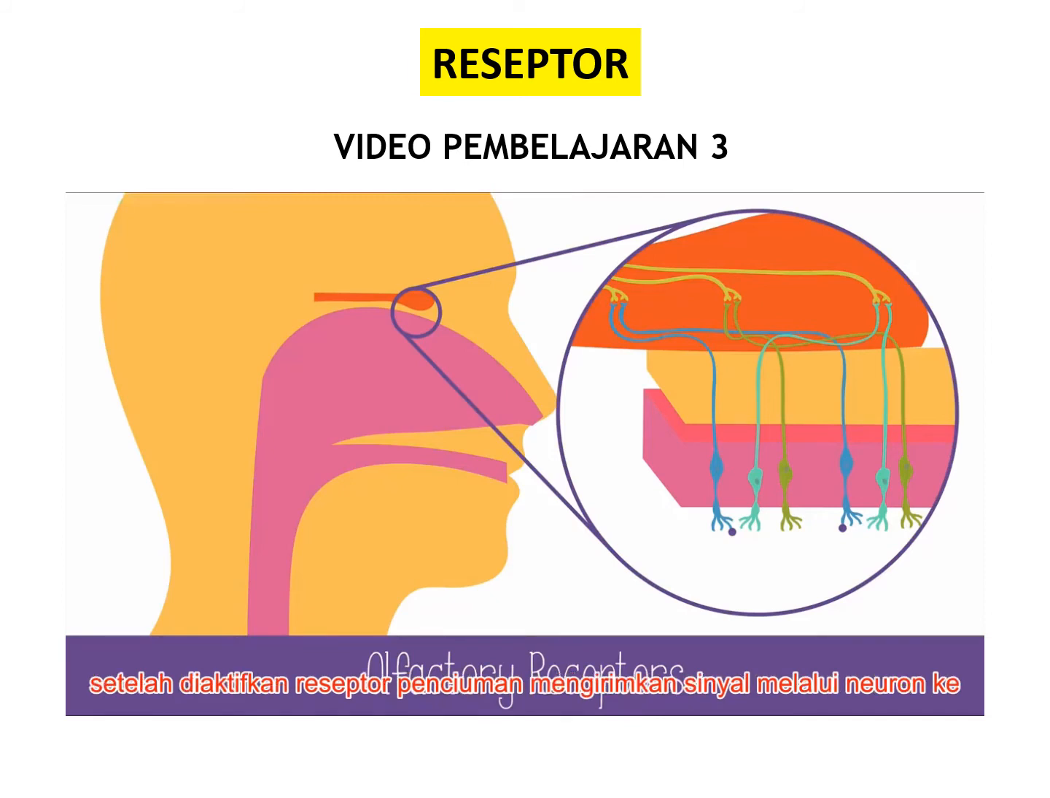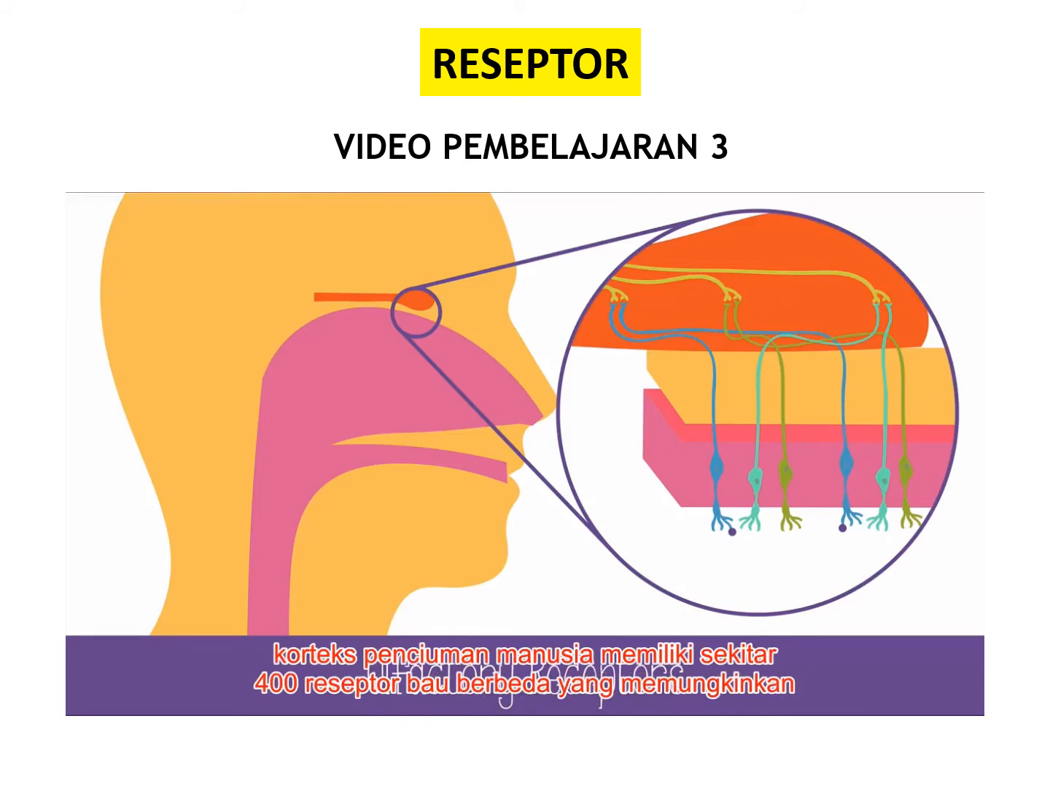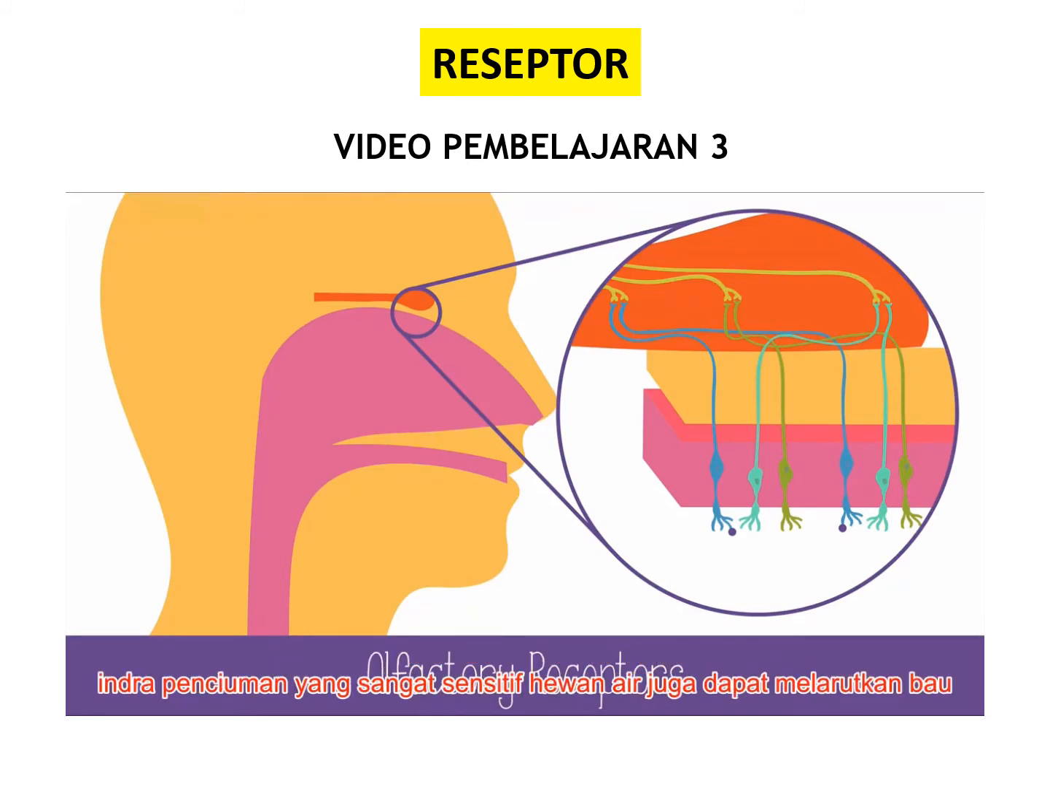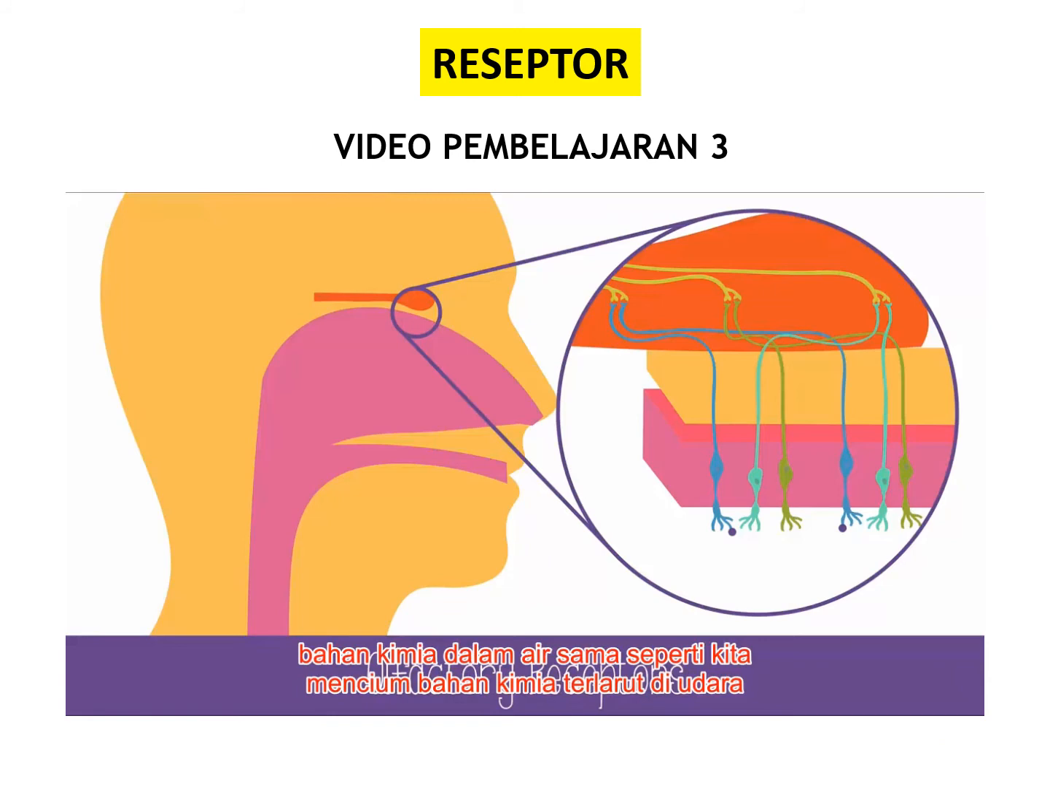Once activated, the olfactory receptor sends a signal through neurons to the olfactory bulb in the brain, and then it's sent to be processed in the olfactory cortex. Humans have about 400 different odorant receptors, which allows us to identify around 1 trillion different odors. But other animals like mice have 1,000 different receptors, and by comparison, humans don't have a very sensitive sense of smell. Aquatic animals can also smell dissolved chemicals in water, just as we smell dissolved chemicals in the air.